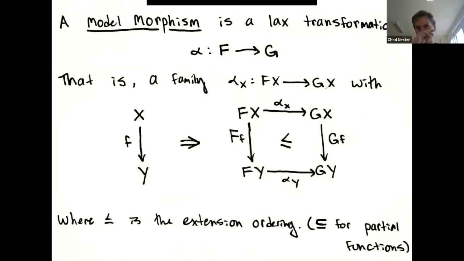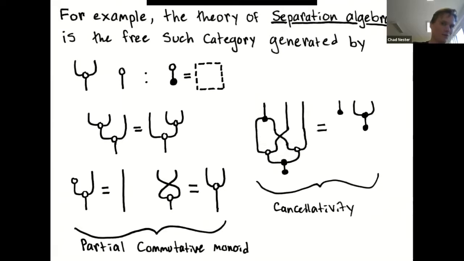And the notion of model morphism is a bit different. Instead of being a natural transformation between the functors that are the models, it's a lax transformation. A lax transformation is just a natural transformation, except that the naturality square commutes up to an inequality. In this case, the inequality is the extension ordering on partial functions. So it says that if f composed with alpha at y is defined, then so is alpha at x composed with g of f, and they are equal. But they're not the same function because alpha at x composed with g of f might be defined on some inputs that f composed with alpha at y is not defined on. And so that's our notion of lax transformation. And it turns out to be a good notion of model morphism, as we'll see.